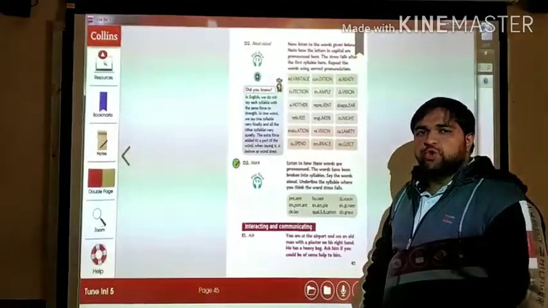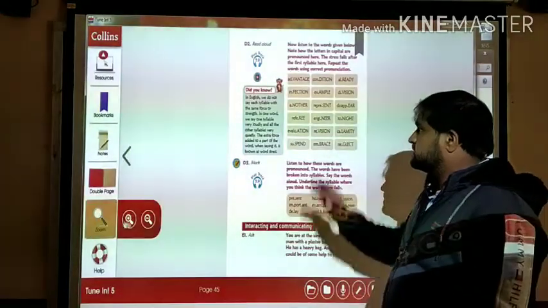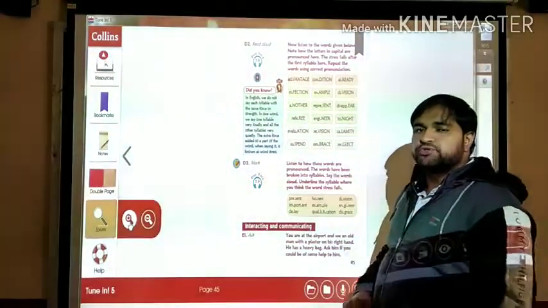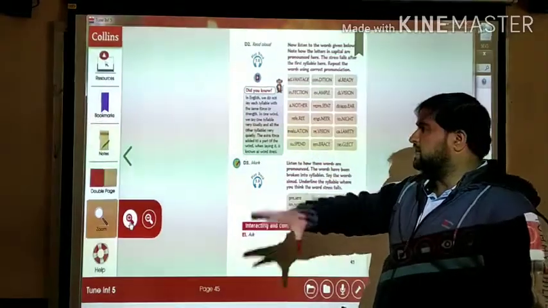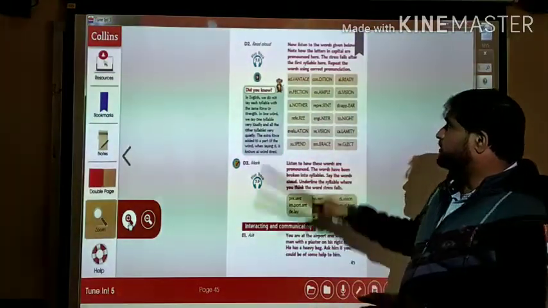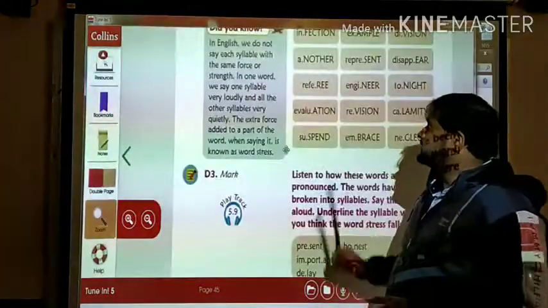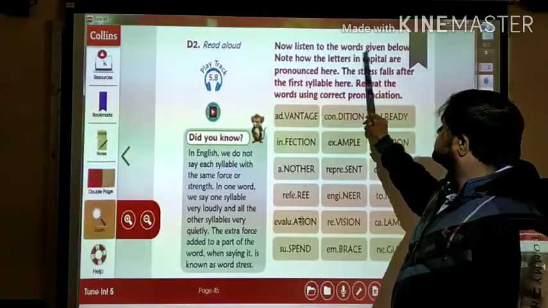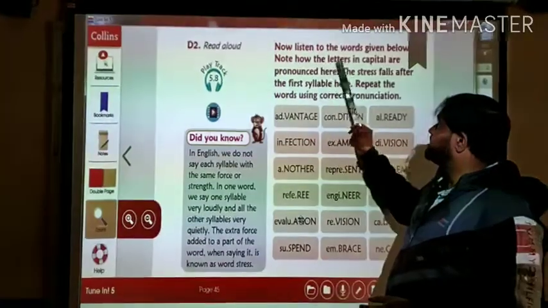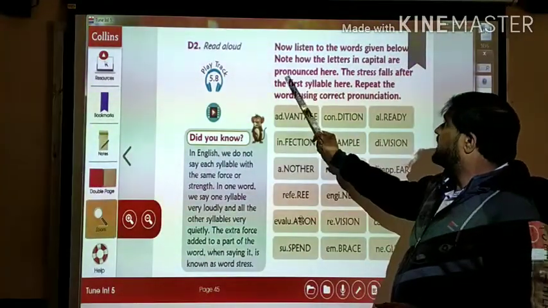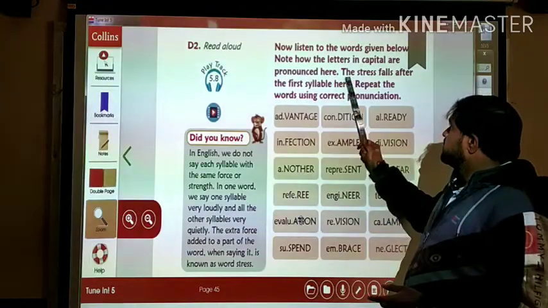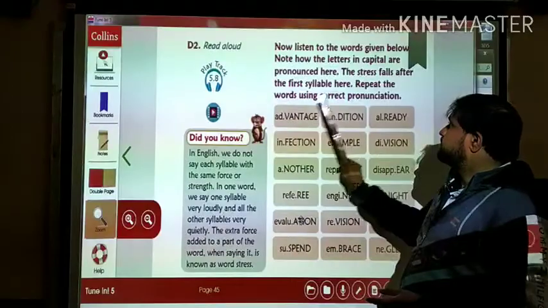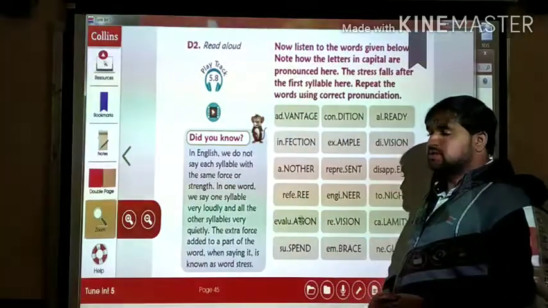So dear students, I hope you understood how to pronounce those words. In those words we have to put stress on the beginning syllables. Now we have another list of words. In these words, listen to the words given below, and note how the letters in capitals are pronounced here. The stress falls after the first syllable. Repeat the words using correct pronunciation.